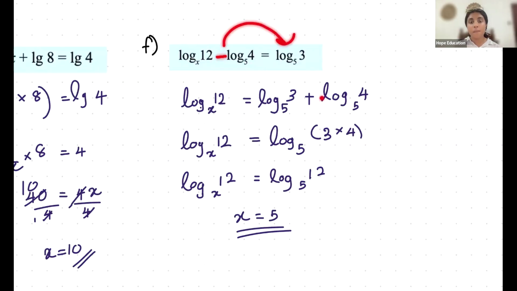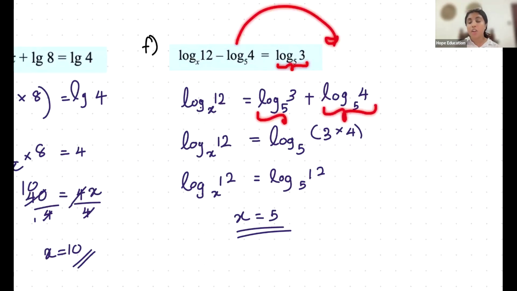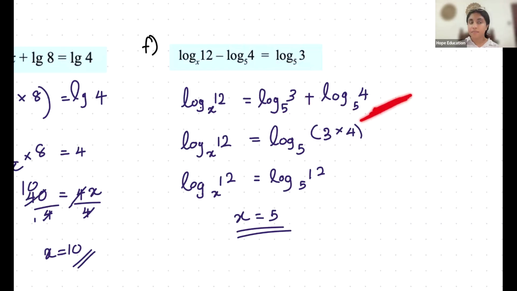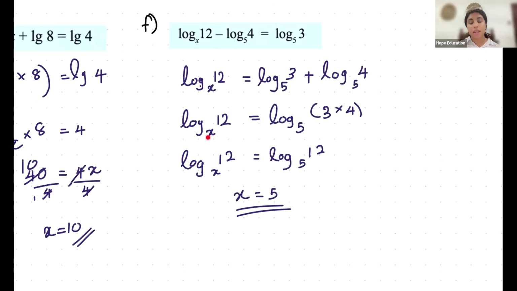So I have here log 3 to the base 5, and when I bring this to this side, log 4 to the base 5. Log 3 to the base 5 plus log 4 to the base 5. Up to that point, is it clear, Risindi? Okay. Then here, this stays as it is because it's x, I don't know how to simplify.